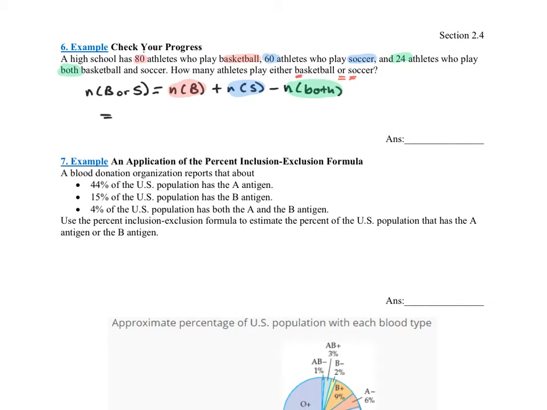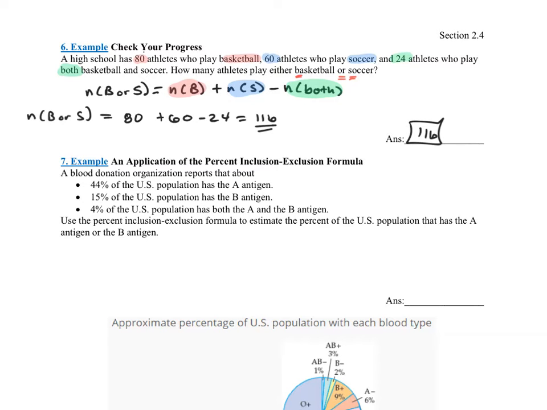The number in basketball is 80. The number in basketball or soccer is 80 plus 60 minus 24. If I do that, I'm getting a total of 116. Please double check my math. That should be your answer.